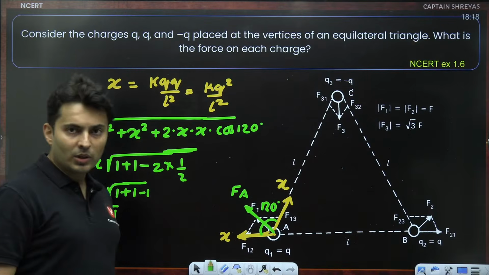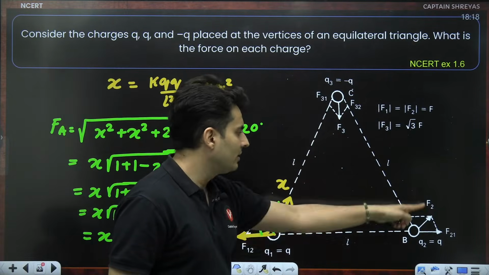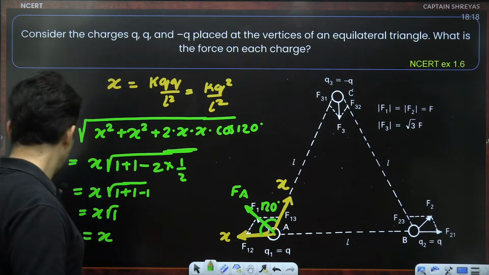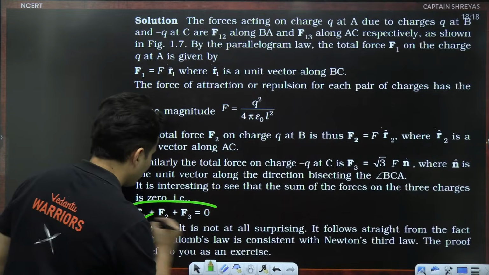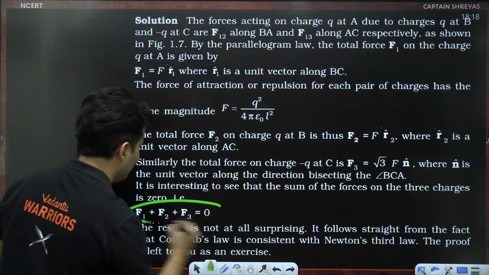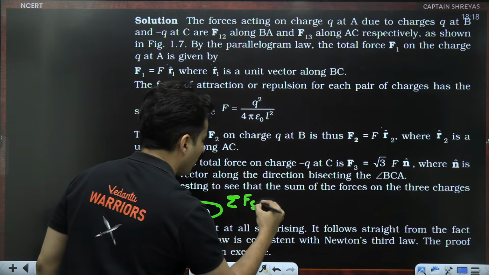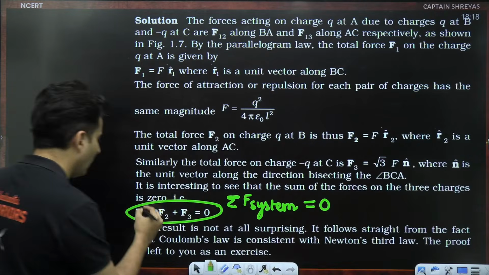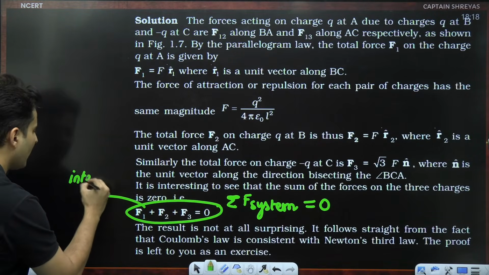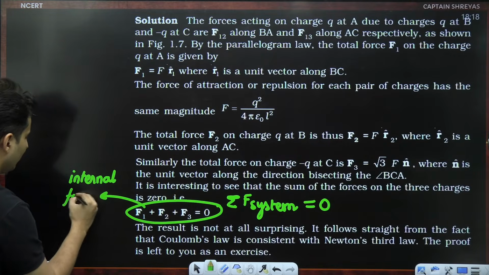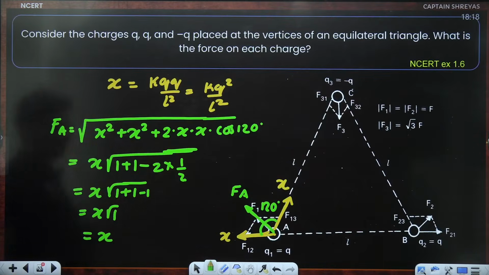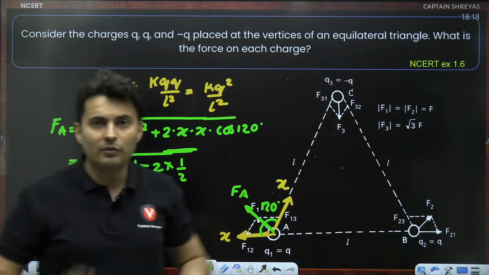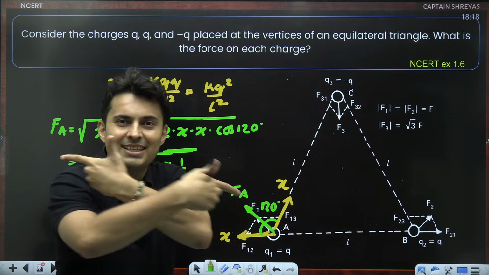They have also mentioned one more thing. If you add this force and this force, which will give you the total force on all the three charges together, that answer will come out to be 0. It kind of makes sense, because this is the net force on the system. The net force on the system will be 0 because all these forces are actually internal forces, internal to the particular triangle. These three charges attracting and repelling each other is an internal force. Internal forces will always cancel.